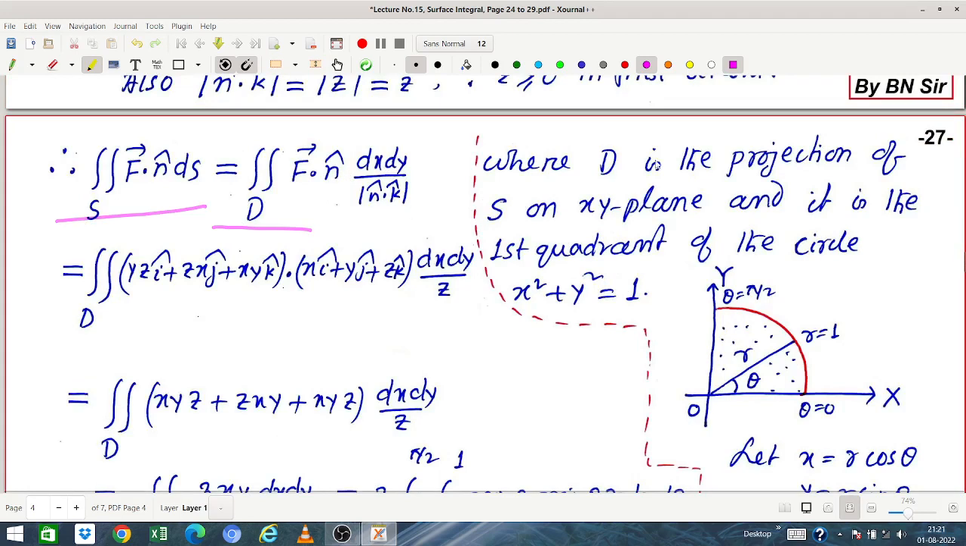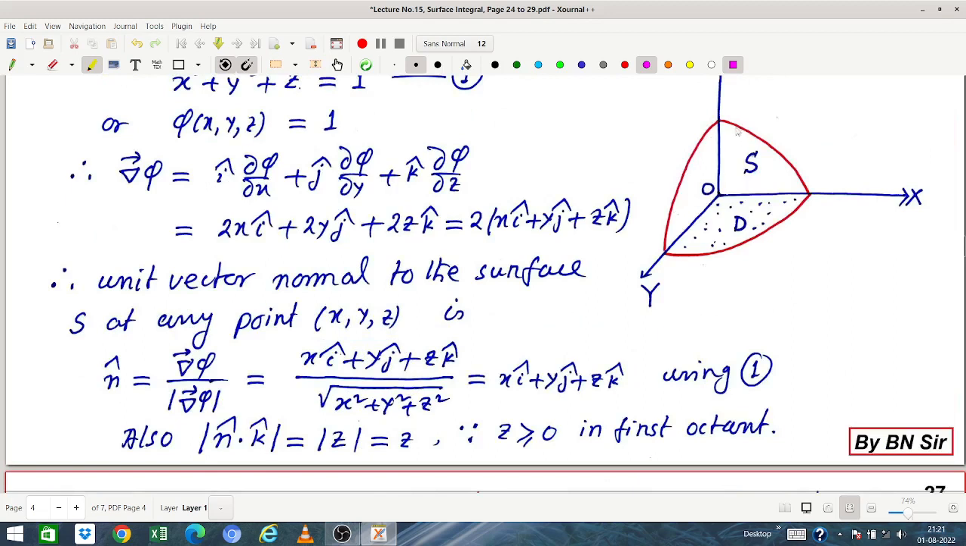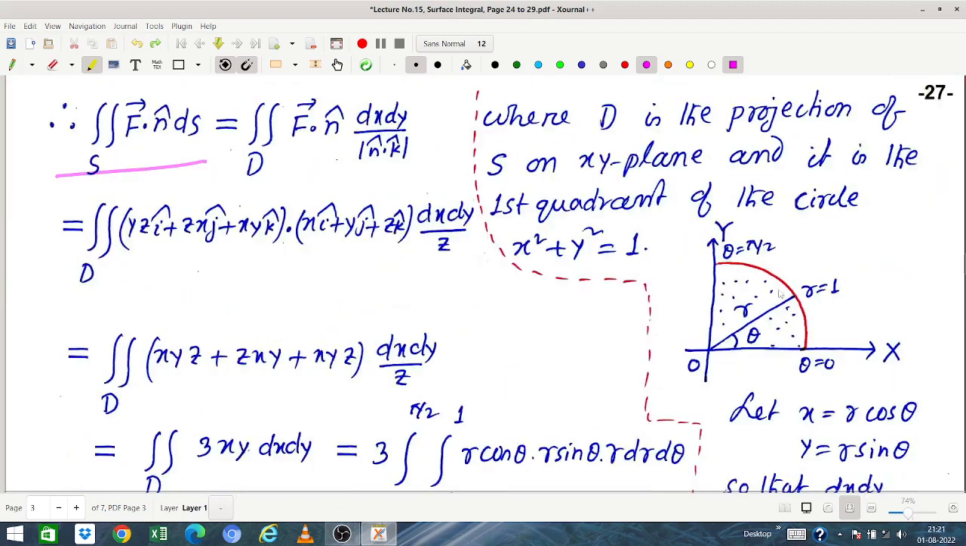where D is the projection of S on the xy plane, and it is the first quadrant of the circle. If we project this spherical region on the xy plane, the shadow of this spherical region on the xy plane will be a quadrant of the circle, with radius 1 and center at the origin. If we want to describe it by polar coordinates, theta will be 0 to pi by 2, r will be 0 to 1.